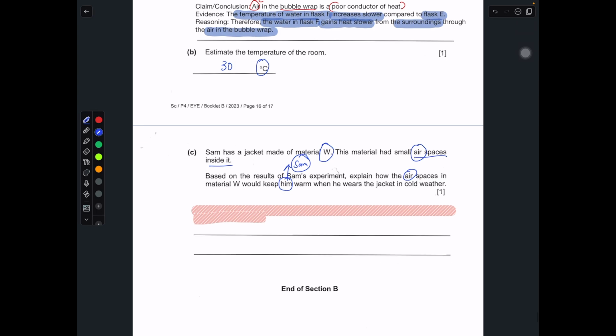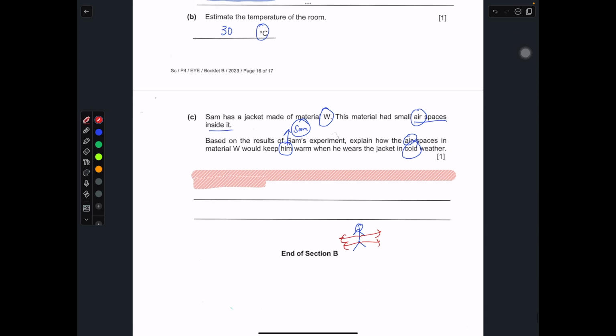Because in cold weather, this person will lose heat to the surrounding. But if you wear the jacket with material W, then you will lose heat slower. Notice this one only has 2 arrows, this one has 4 arrows. So this person is wearing material W with a lot of air spaces. So this is how I will answer it.